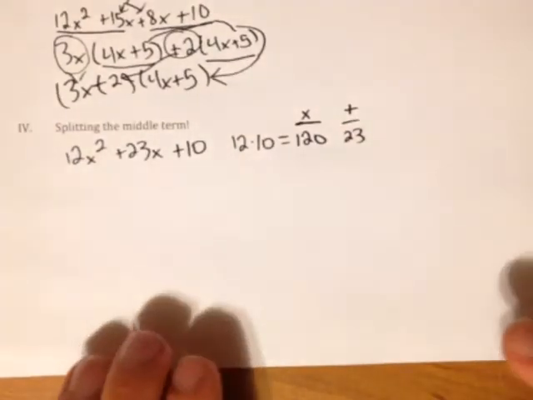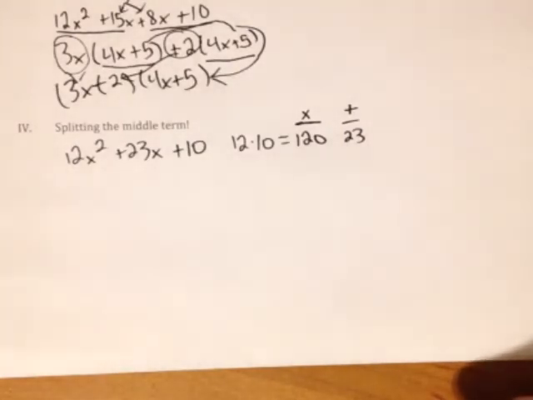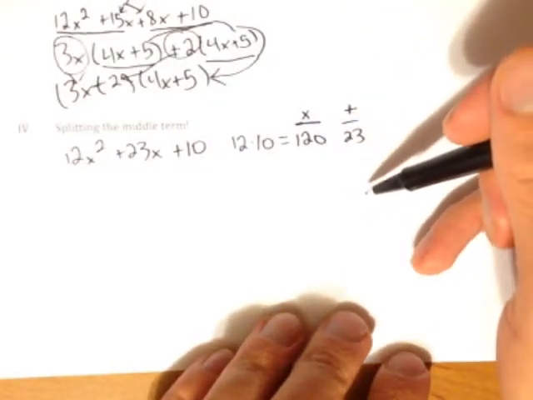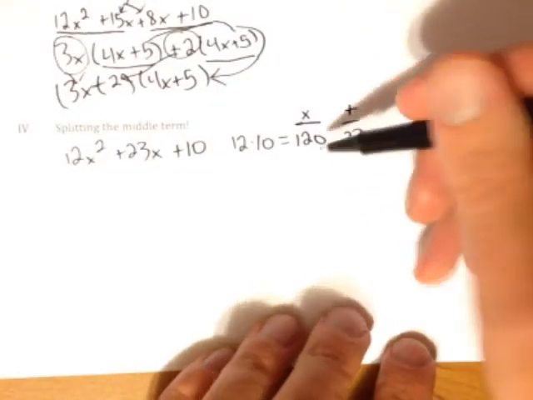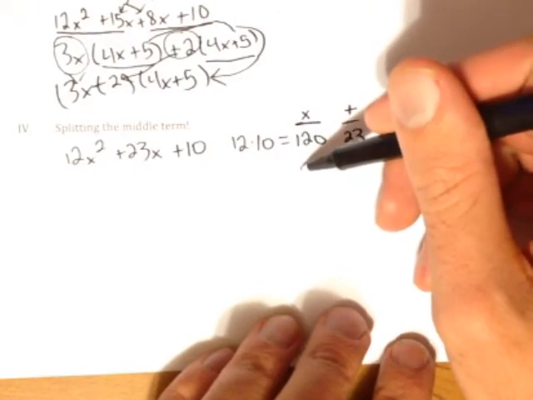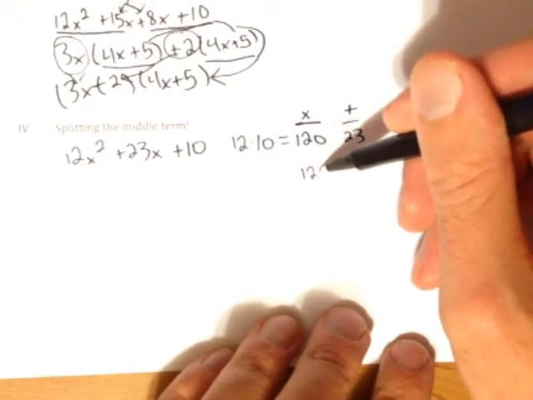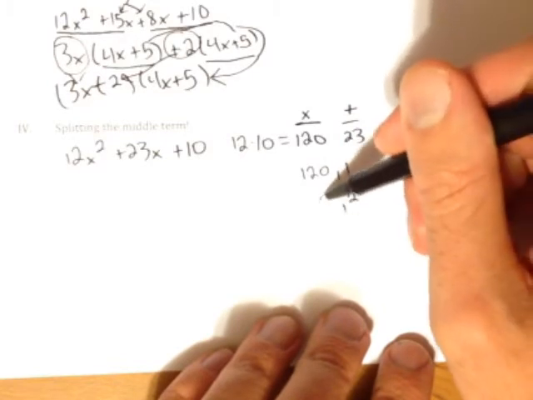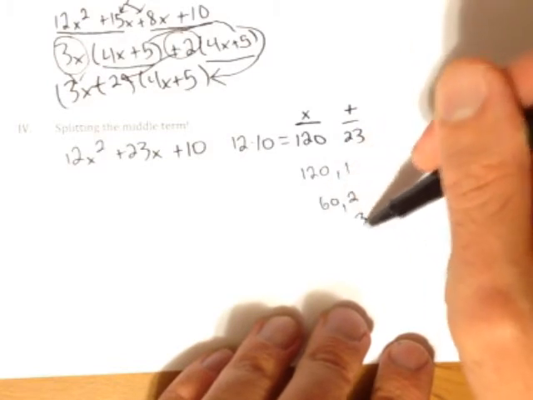They obviously have to add to your x coefficient, because if they don't, well, guess what? Then you can't split the middle term up using those two numbers, because you'd get a new expression, one that didn't match the original. Okay? So if I didn't already know this was 15 and 8, what I would probably do is I'd start writing out some different numbers that multiplied to 120, like 120 and 1, or 2 and 60, or 3 and 40.